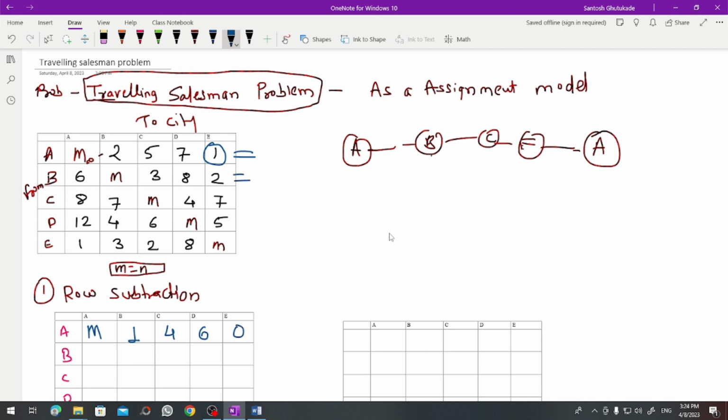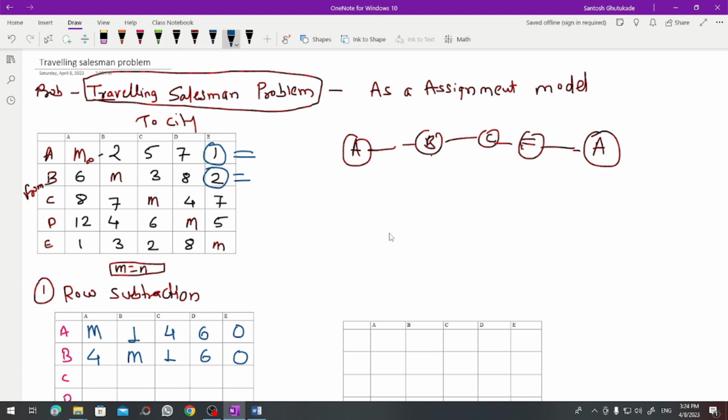In the second row, the smallest element is 2. Now subtract this 2 from all the elements of that row. So 6 minus 2 is 4, M stays as it is, then 3 minus 2 is 1, then 8 minus 2 is 6, and 2 minus 2 is 0. So this is for the second row.